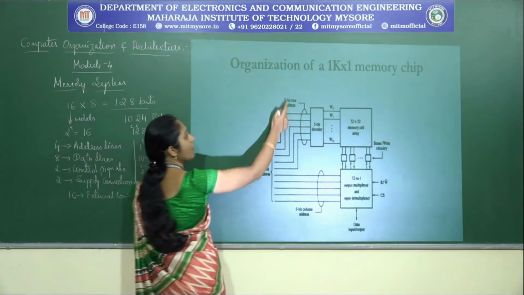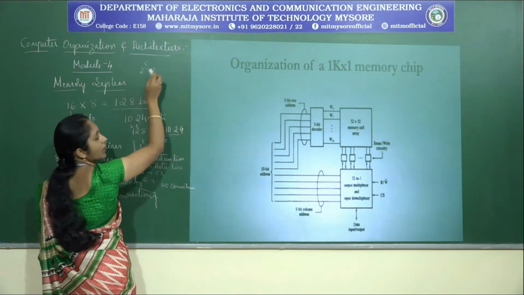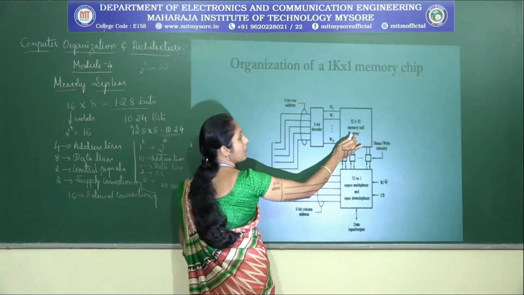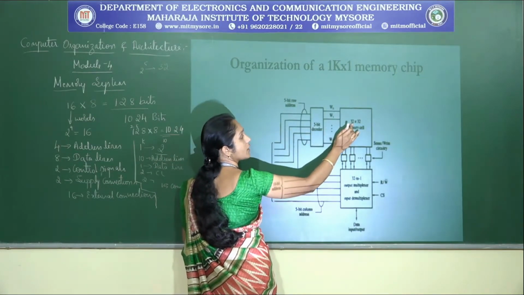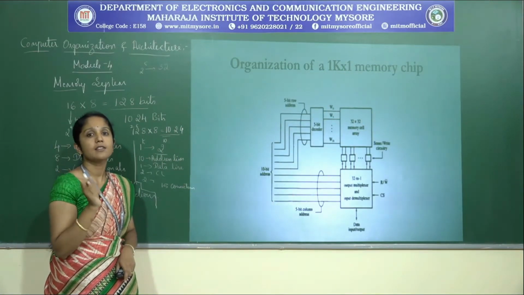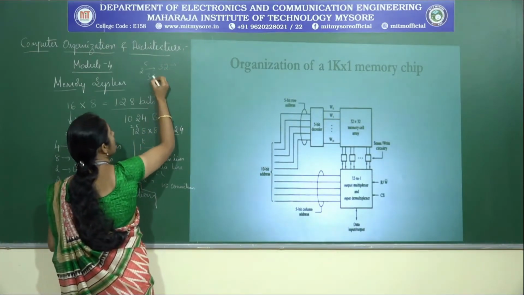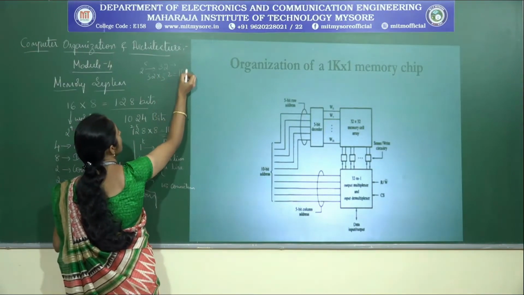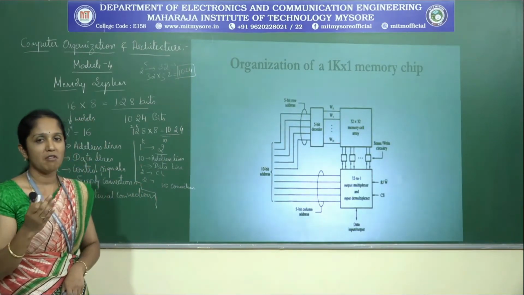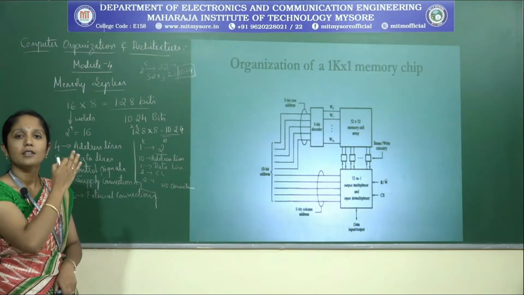Since we have a 5-bit row address, 2 power 5 can generate 32 addresses. This memory cell array consists of 32 cross 32, so it has 32 words, each word containing 32 bits. 32 cross 32 is nothing but 1024, which is the total capacity. But the organization we have done is 32 words of 32 bits.